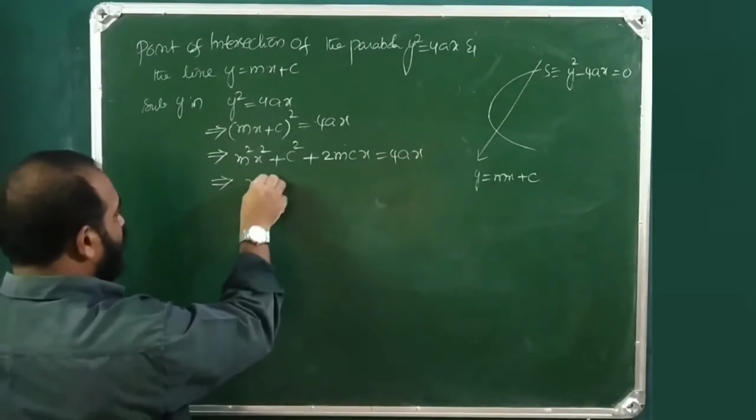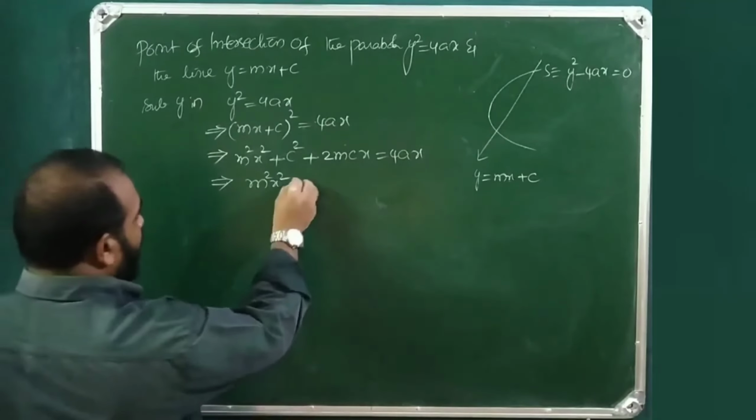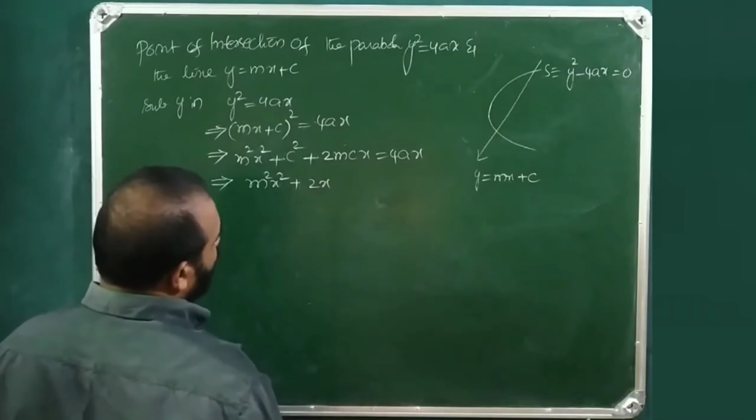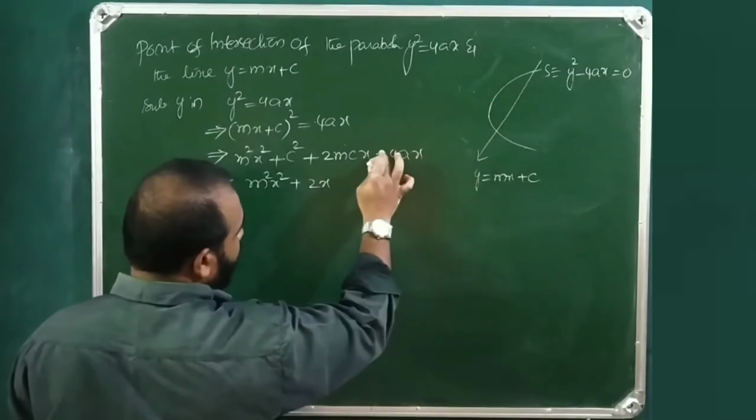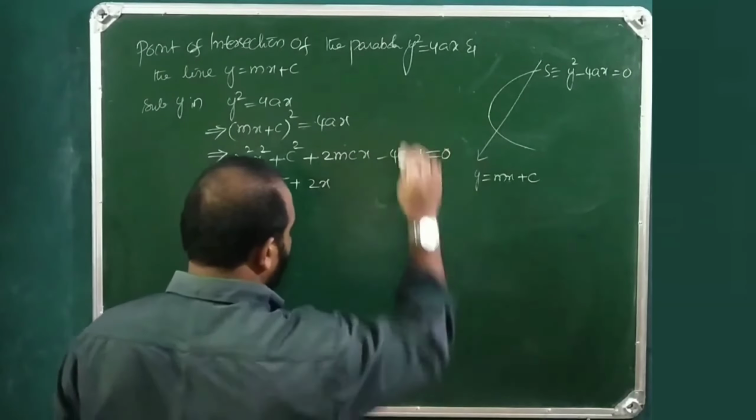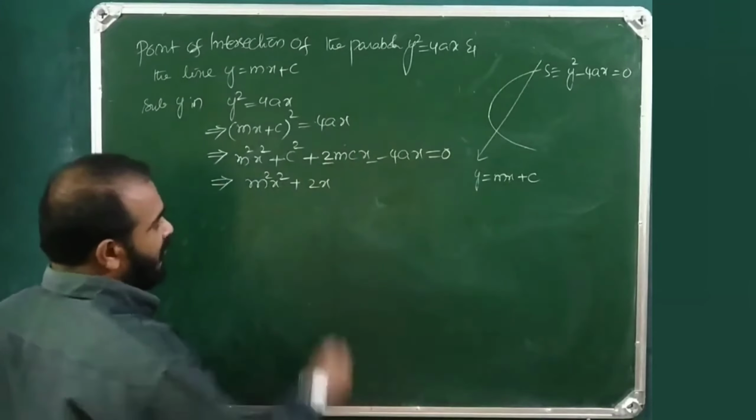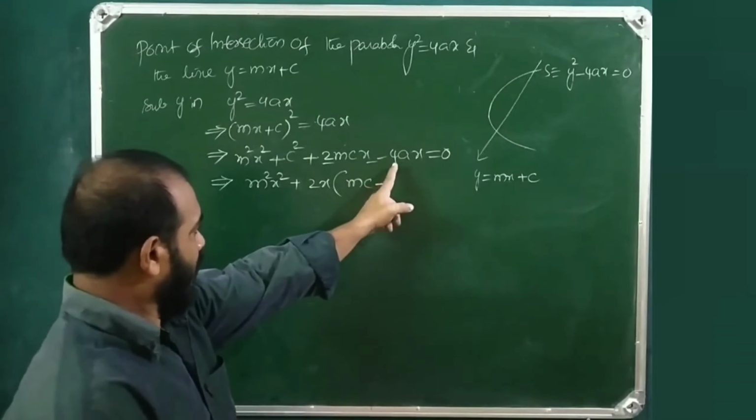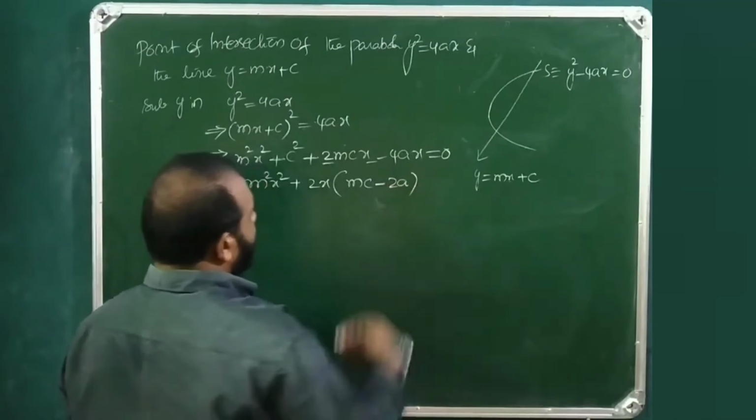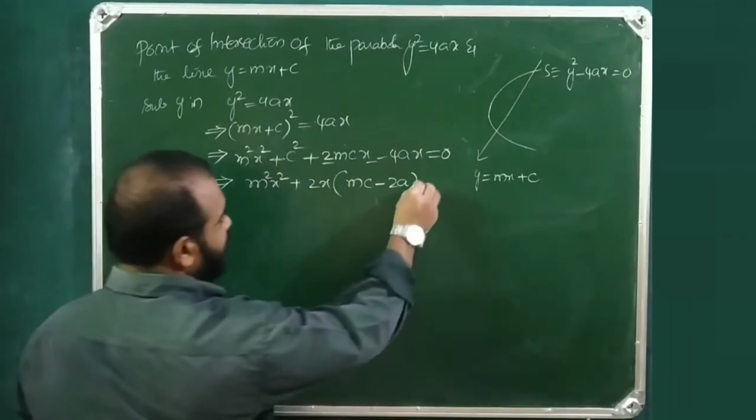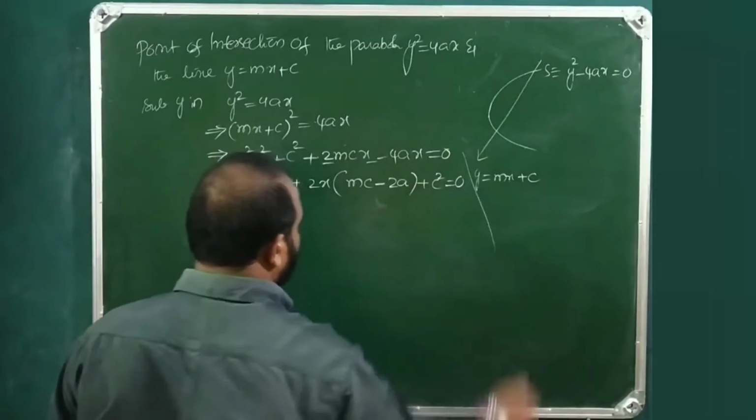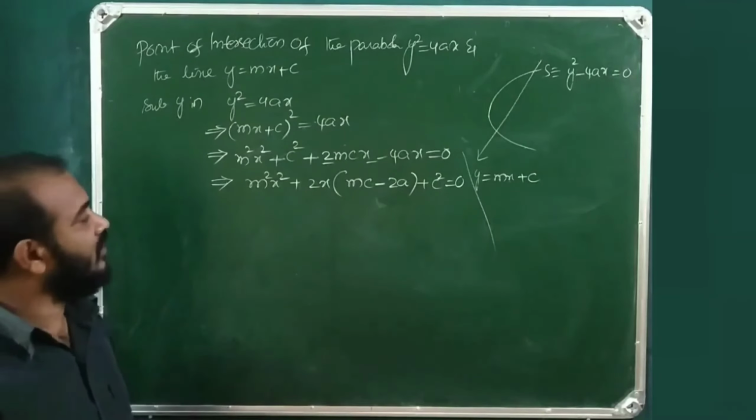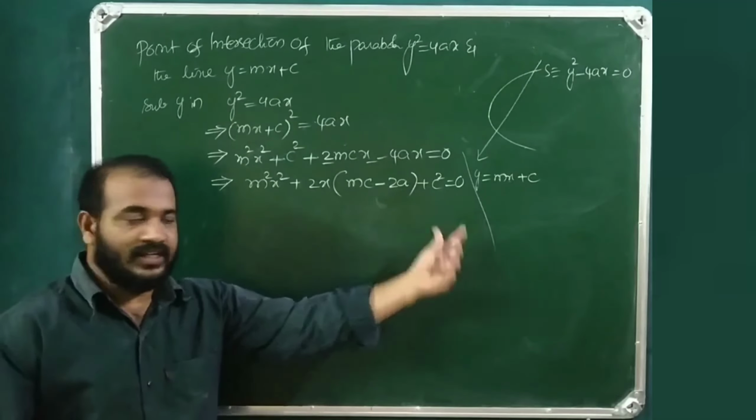This is m square x square plus 2x mc, plus c square, and if you bring 4ax to this side it equals 0. If you take 2x as common, we are left with m square x square plus 2x(mc minus 2a) plus c square equals 0. So this is clearly a quadratic equation, with x square, x and the constant.